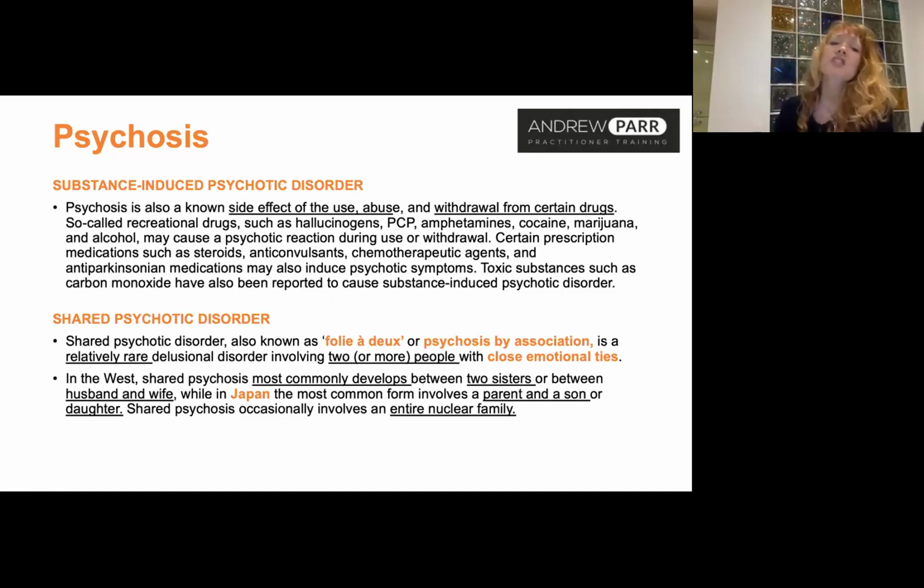And then finally, shared psychotic disorder. It'd be interesting to know if anybody's ever come across this with anybody that they know, but the idea is that it's psychosis by association. It's not that common, although I wonder if it's more common than we know. It's when 2 or more people are involved, but they have to be very emotionally close, and apparently it differs from east to west. In the West we tend to see it develop between, say, 2 sisters or a husband and wife, but in places like Japan it might be more likely to be a parent and a son or daughter, and very occasionally it can involve an entire nuclear family. So that's quite an interesting one. Has anybody come across that before, or know of any situations where they think they may have come across that themselves?